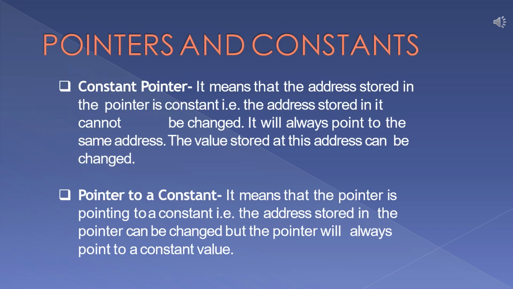What is a constant pointer and what is a pointer to a constant? Constant pointer means once you have assigned an address to that pointer, you cannot change it. That is, the address cannot be changed. Now pointer to a constant means it will be pointing to a constant and that constant value cannot be changed. The pointer can be changed to any other location, but once it is pointing to a constant, the constant value cannot be changed. We will see some examples.